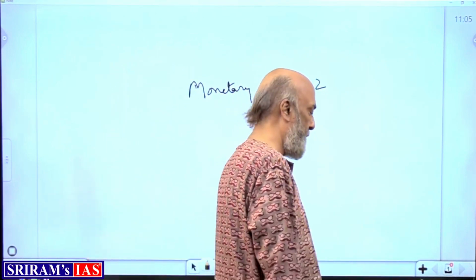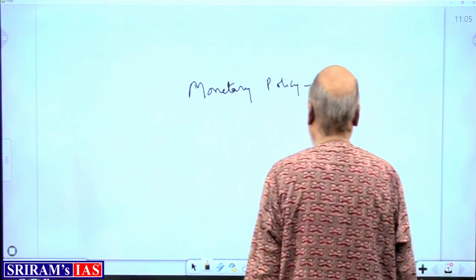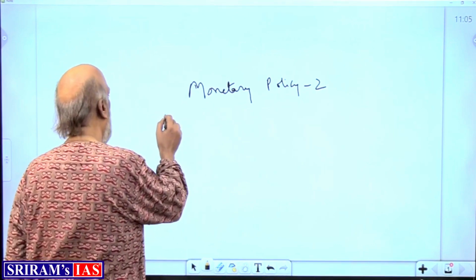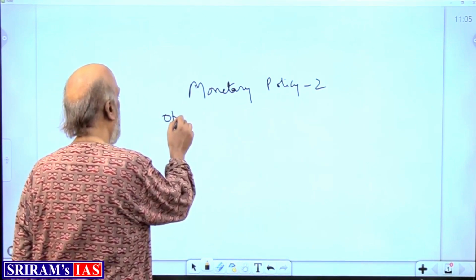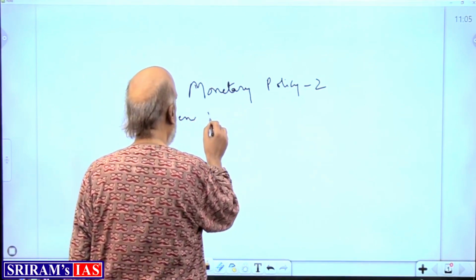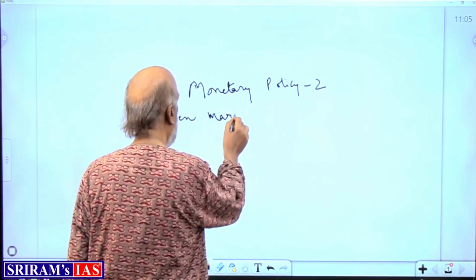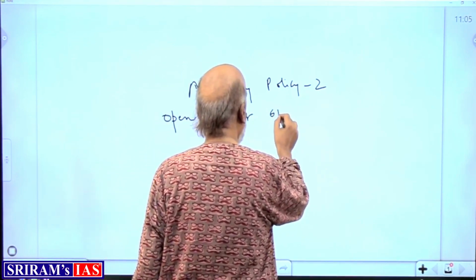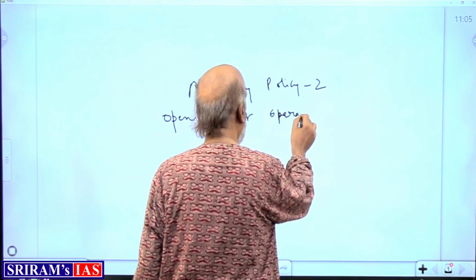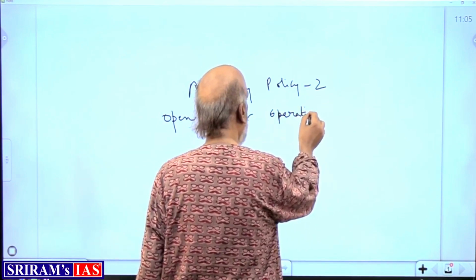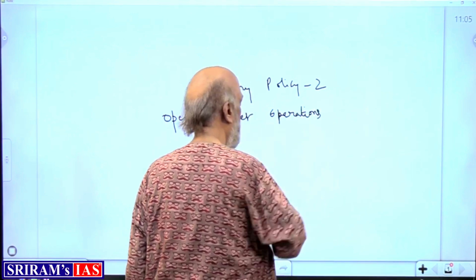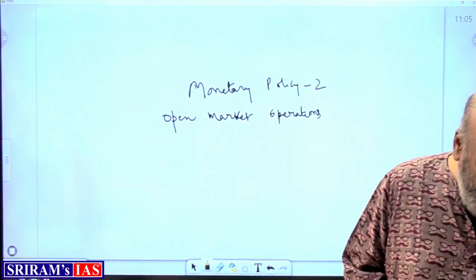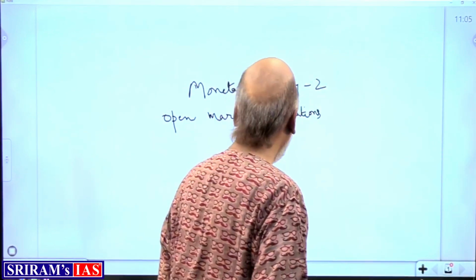Conventional monetary policy, we are into it. Today, our item number 1, open market operations. Open market operations.